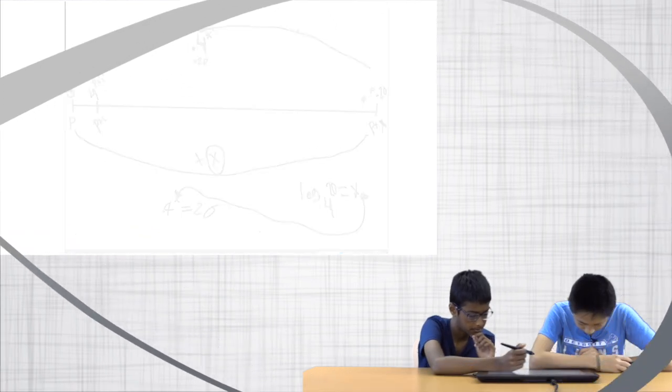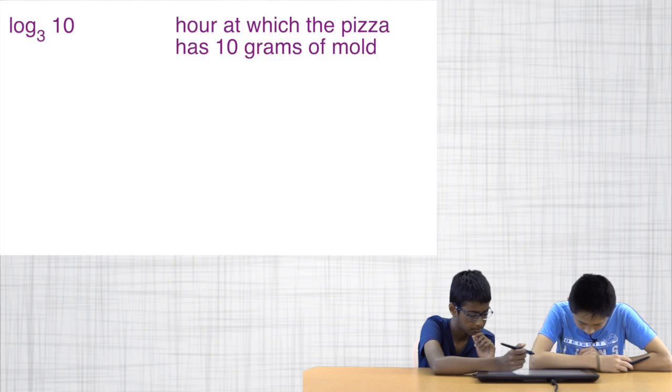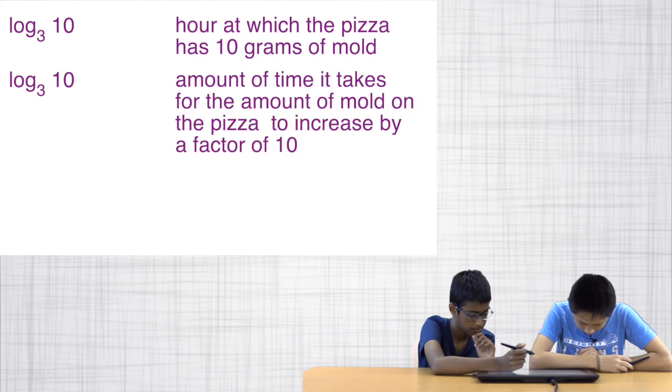In this lesson, Josh and Arobindo used both interpretations of logarithms to solve different types of problems in the moldy food context. First, they explained how log base 3 of 10 could represent the hour at which the pizza, whose amount of mold tripled each hour, would have 10 grams of mold. Next, they explained how log base 3 of 10 could also represent the amount of time it took for the amount of mold on the pizza to increase by a factor of 10.